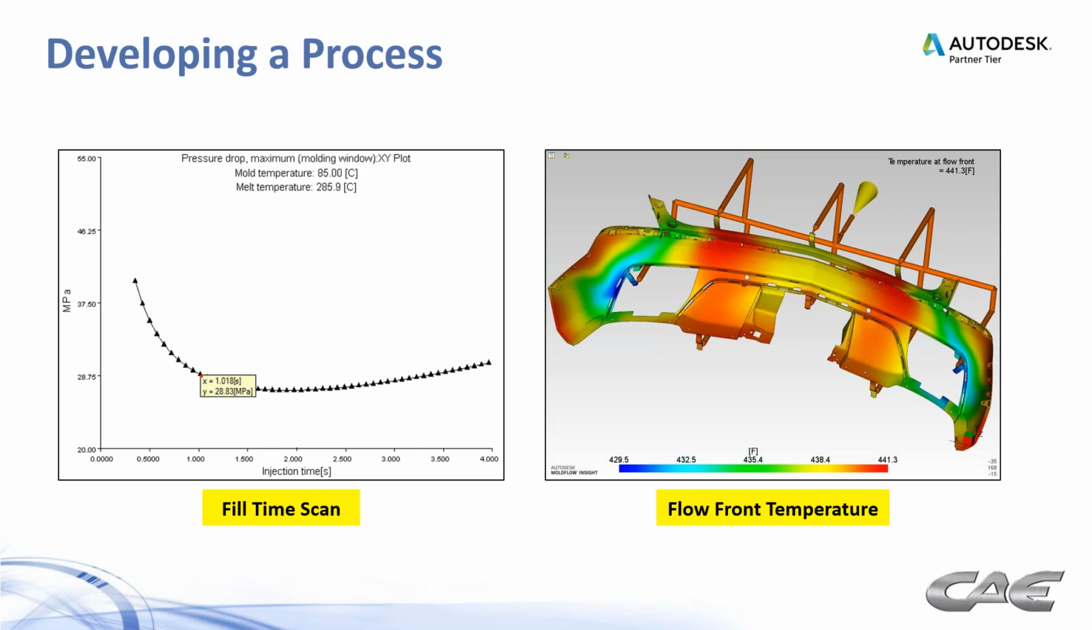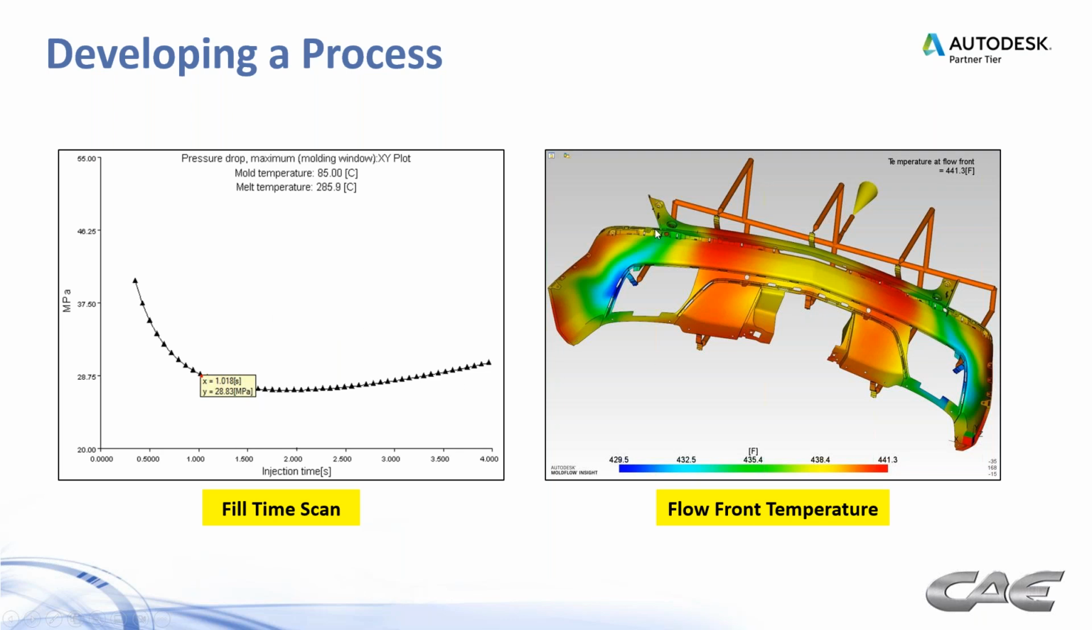And we also have to develop a process, and one of the things that we do is run a fill time scan on just the part cavity to see how much injection speed we want through the part cavity itself, and we can see the relationship between injection time and the pressure required to move that material through the cavity. So we run different injection times. We also do this once the runner and gate are on the geometry as well, just to make sure we're in a sweet spot for keeping our pressures at a minimum.